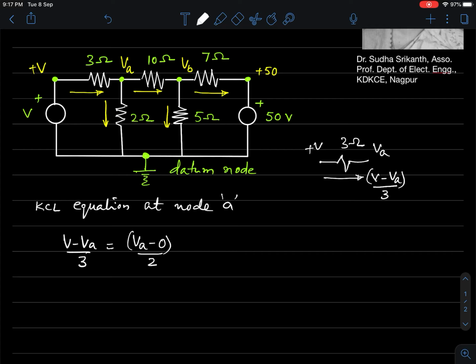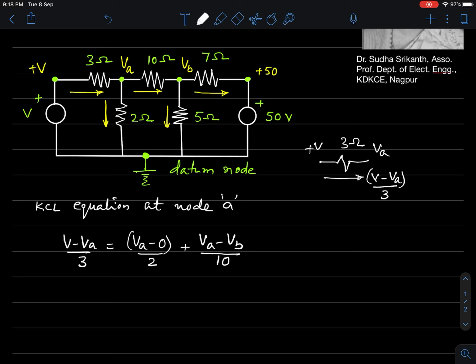Okay, and the other current is now VA minus VB, plus VA minus VB divided by 10. This is the simple KCL equation.